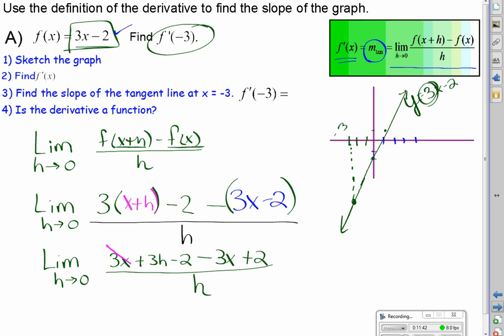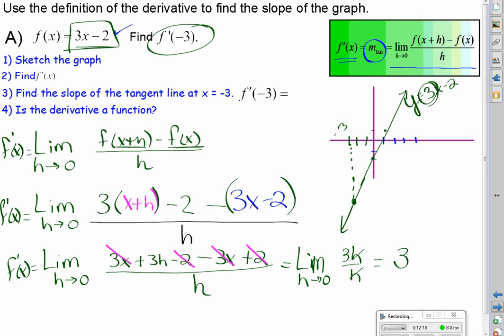Simplify: 3x cancels with the -3x to make 0. -2 plus 2 gives us 0. And I'm left with the limit as h goes to 0 of 3h over h. Cancel your h's because I couldn't substitute 0 in. And now I get a final answer of 3. The derivative f prime of x equals 3. So what it's telling me is the derivative is 3. And when I'm at -3, it's also going to be 3 there.